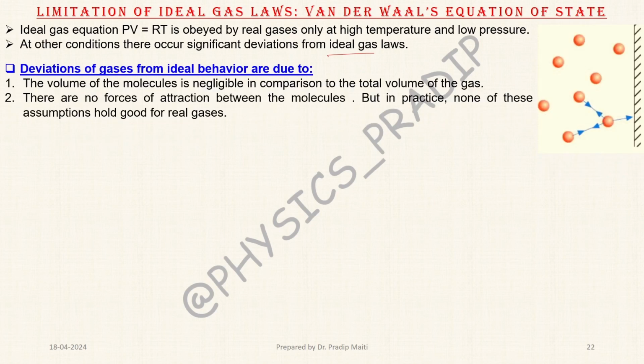The deviations from ideal behavior are because the ideal assumptions are that the volume of the molecules is negligible in comparison to the total volume of the gas, and there are no forces of attraction between molecules. But in practice, none of these assumptions hold good for real gas. So remember, these two reasons are for the deviation of real gas from the ideal behavior.